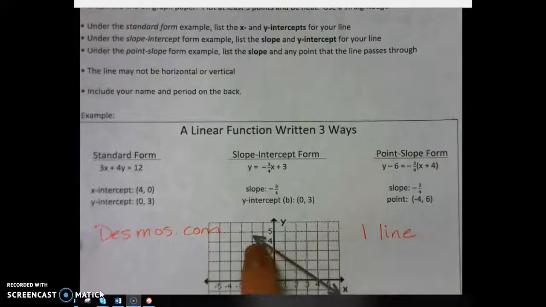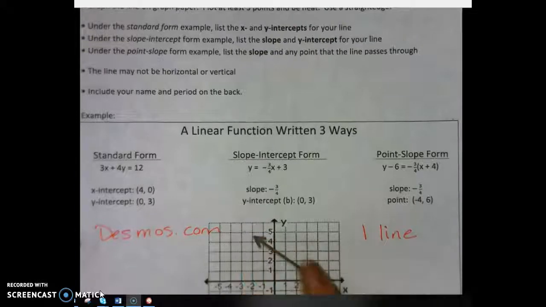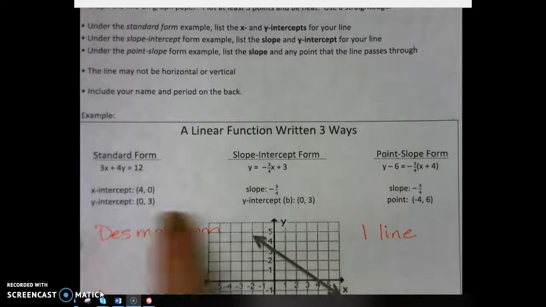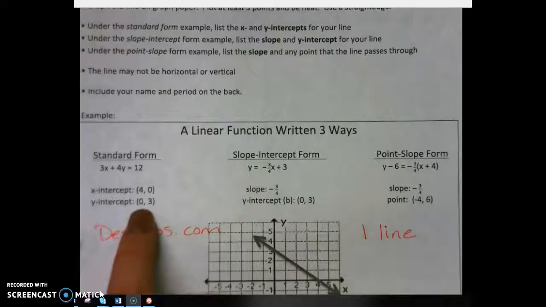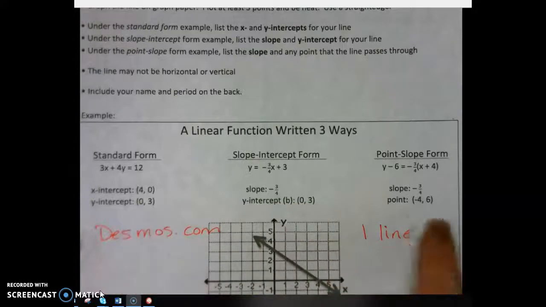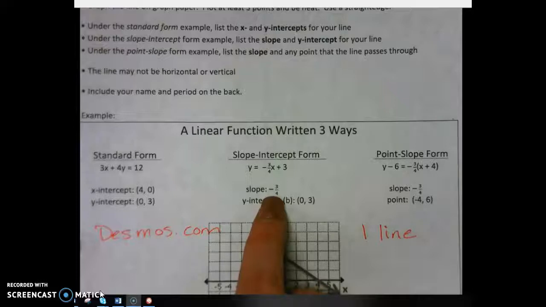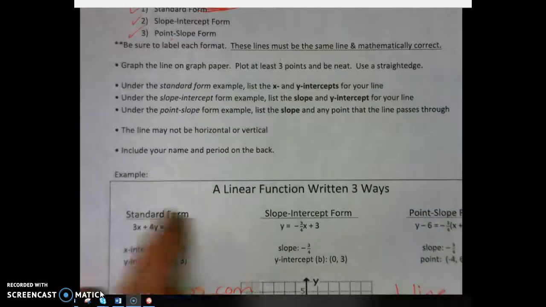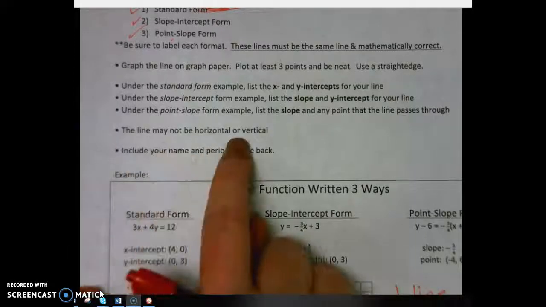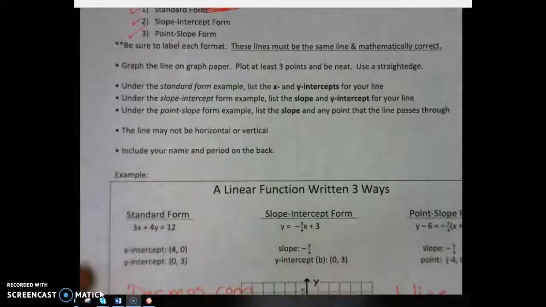It's as if you said, this is Mrs. Pliss, this is Kelly, this is Mom. 3 names, same person. Okay? Make sure you're giving me all this information. Notice this y-intercept is the same as this y-intercept. This slope is the same as this slope. It's because it's the same one line. Okay? Here's other information that you will need to know.